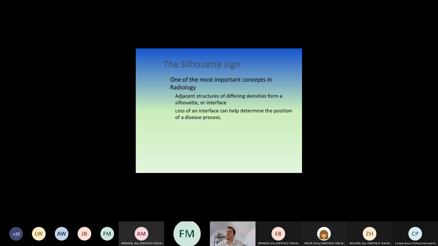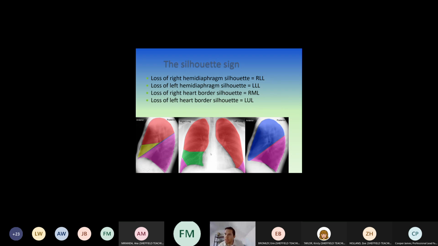So loss of the silhouette sign, or loss of an interface, can help determine the position of a disease process. I started by saying that when we see nodules, it's really hard to say which lobe they're in. A lung nodule could sit up here and quite easily be within the posterior segment of the lower lobe. Equally, a lung nodule could sit down here, right adjacent to the hemidiaphragm, and be within the upper lobe. But there are ways in which we can say where things are.